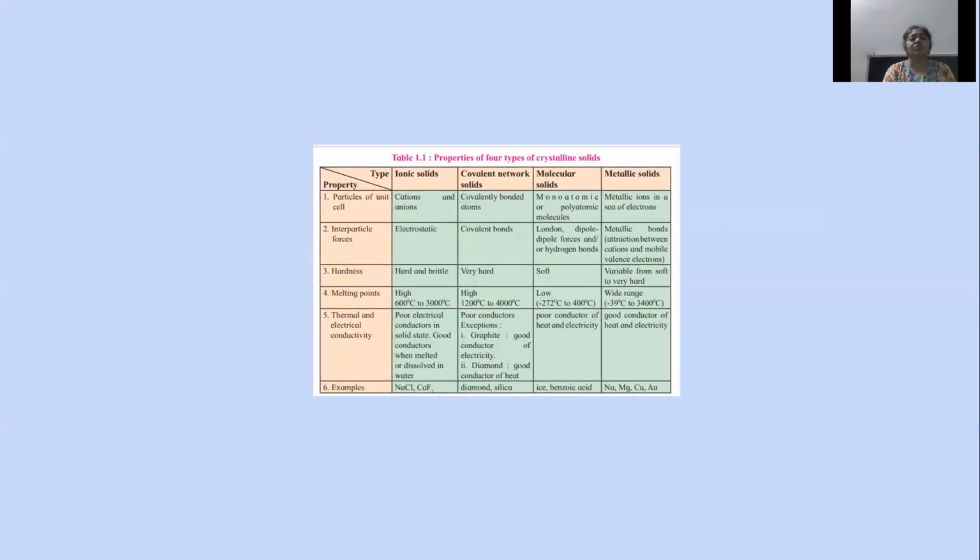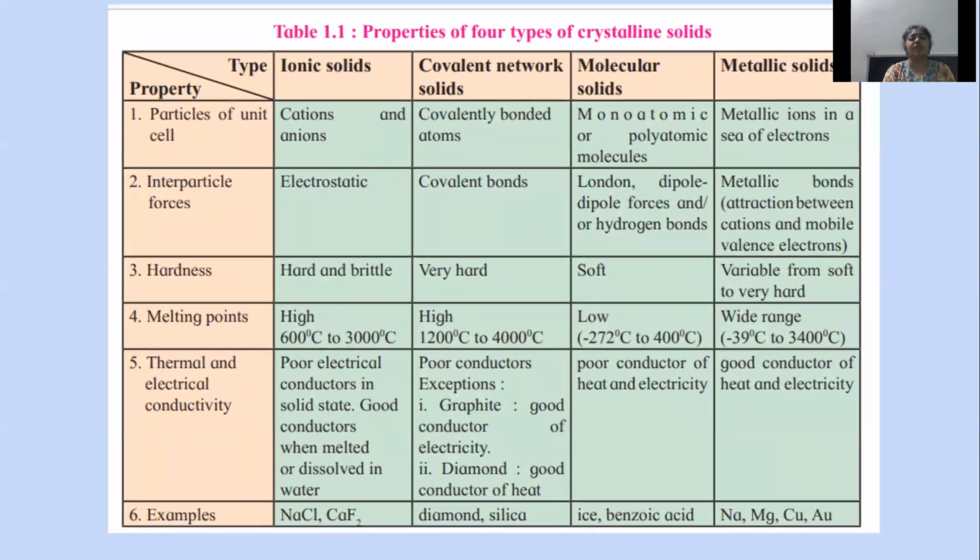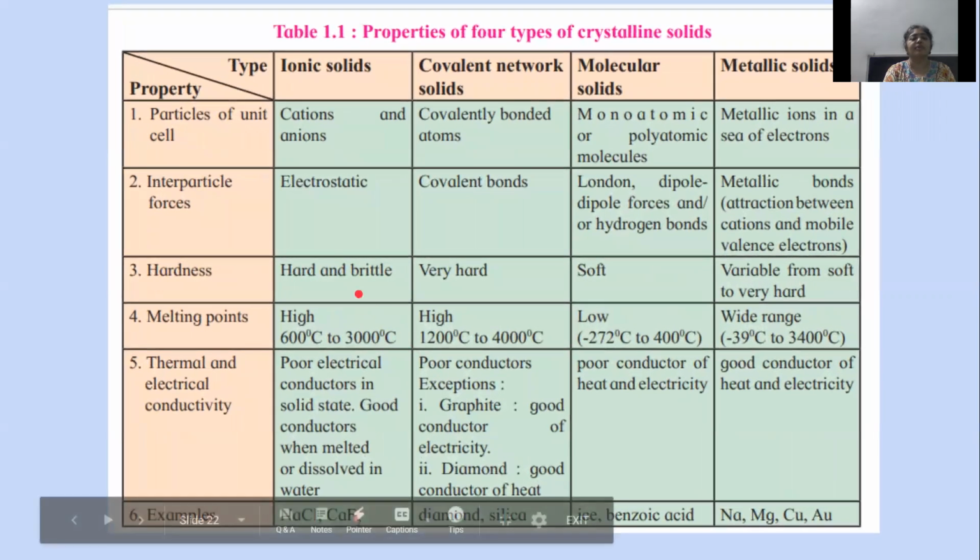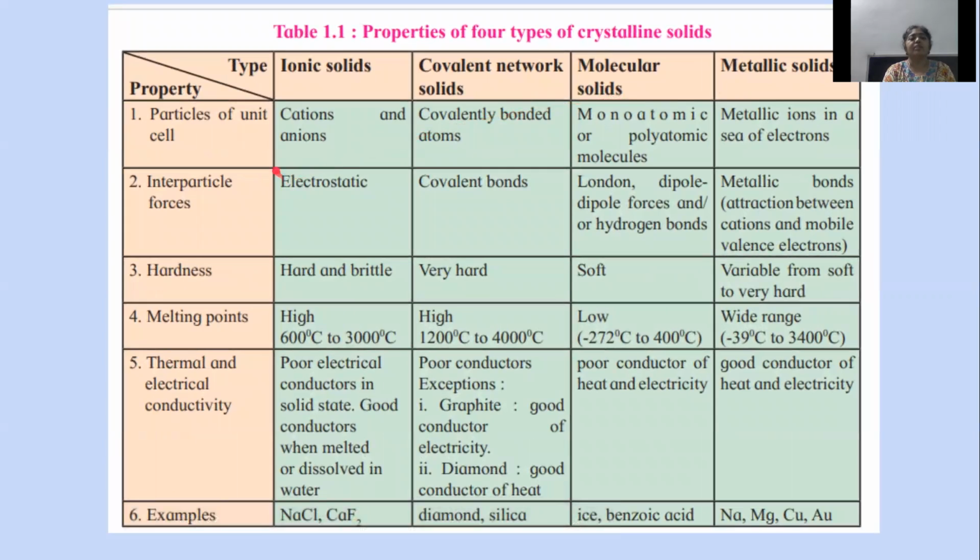So this brings us to a recap of all the four types of crystalline solids. Let us have a quick recap here. So if you look at the four types, that is ionic, covalent, molecular, and metallic solids, the particles of the unit cell in ionic solid are cations and anions, which are held together by electrostatic forces of attraction, which is the interparticular force. In case of covalent, there are covalently bonded atoms which are held together by covalent bonds, like in diamond and graphite, due to the property of catenation of carbon.